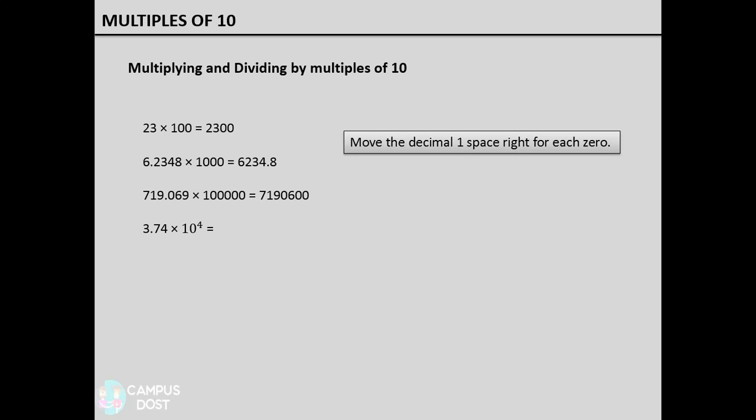Okay, one more example. Here we must recognize that 10 to the power 4 will have 4 zeros, just as 10 to the power 5 will have 5 zeros, and 10 to the power 6 will have 6 zeros. Now, if we want to move the decimal 4 spaces to the right, we must first add some extra zeros. Now, when we move the decimal 4 spaces to the right, we see that 3.74 times 10 to the power 4 is equal to 37400.